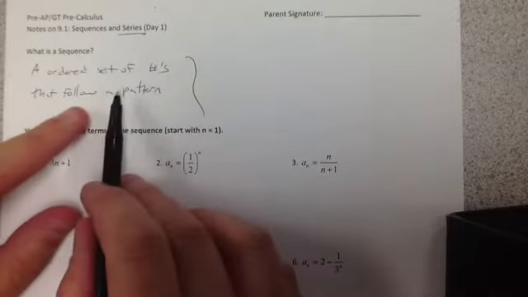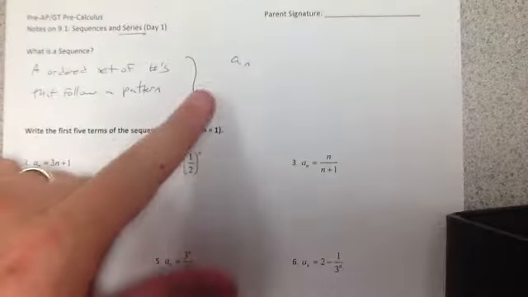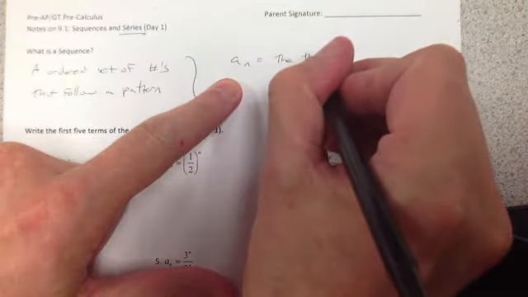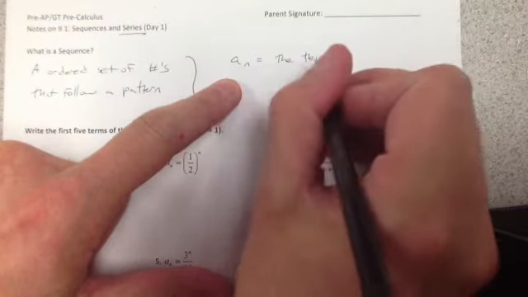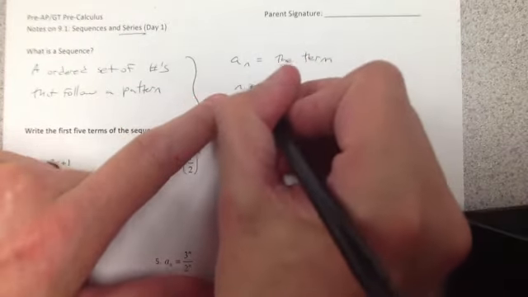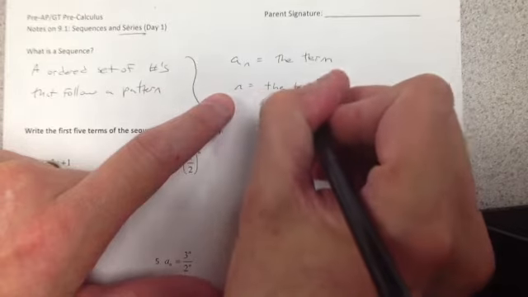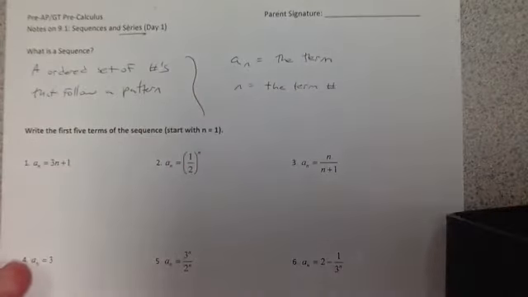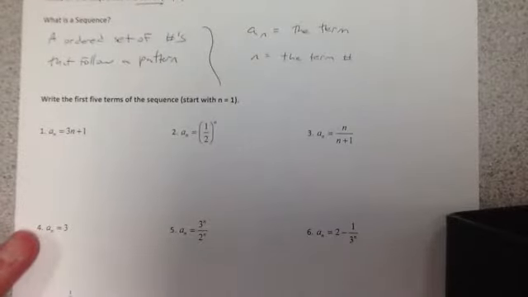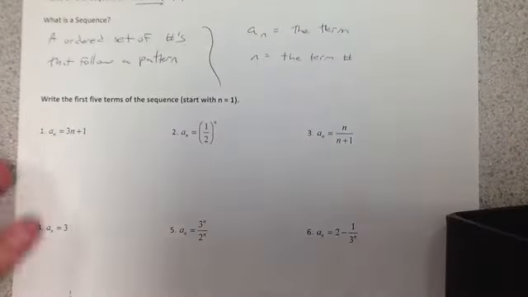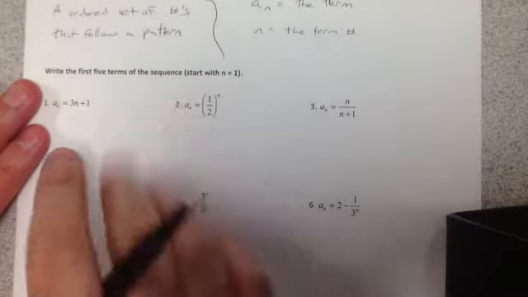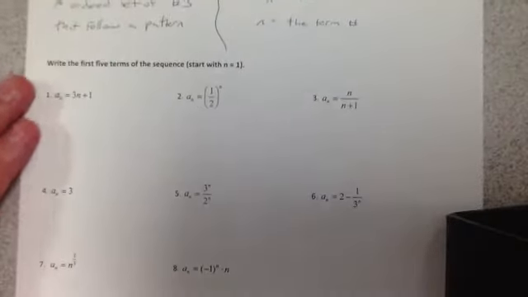Basically what it is, you can have some little function a sub n, where a sub n is our term. It's the term. And the n is what we call the term number. Now, what we're going to talk about for the beginning is how do we generate terms of a sequence. So, we want to generate the first 5 terms of these following sequences, starting with n equals 1.